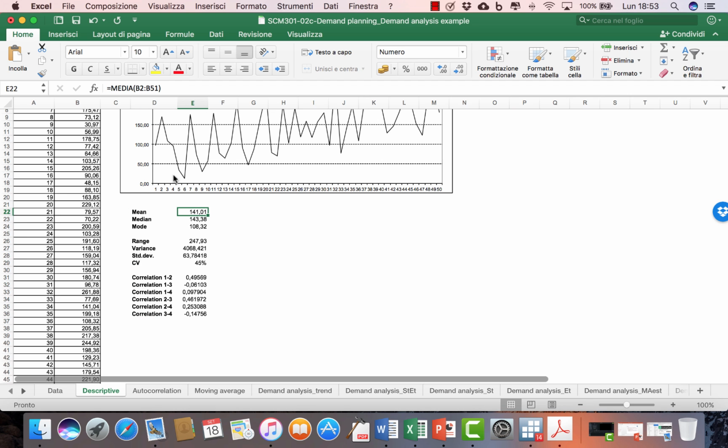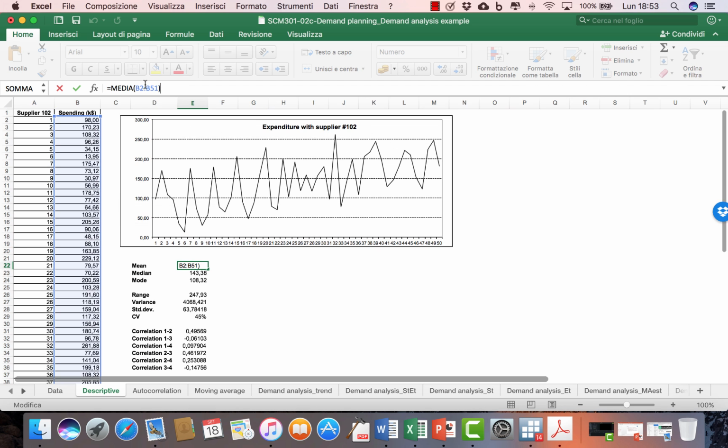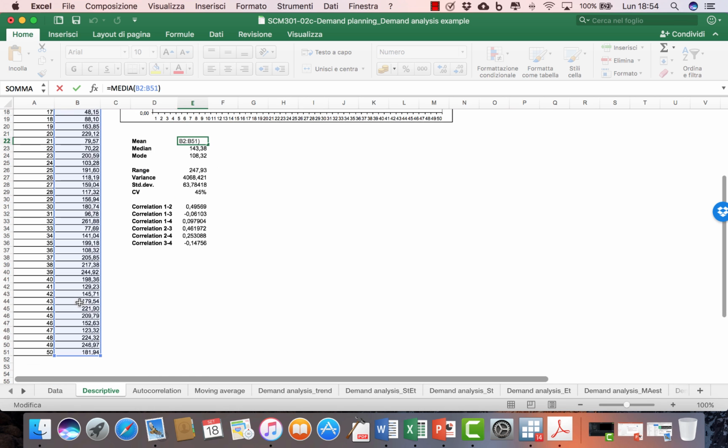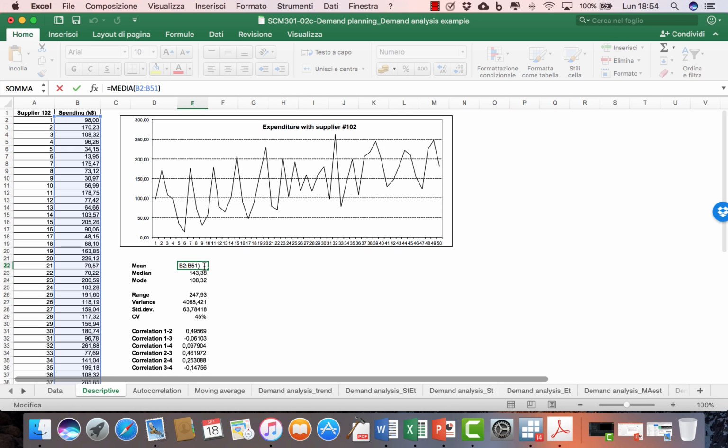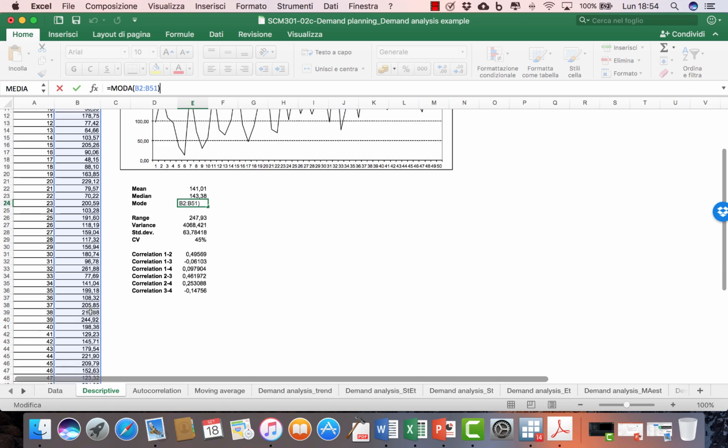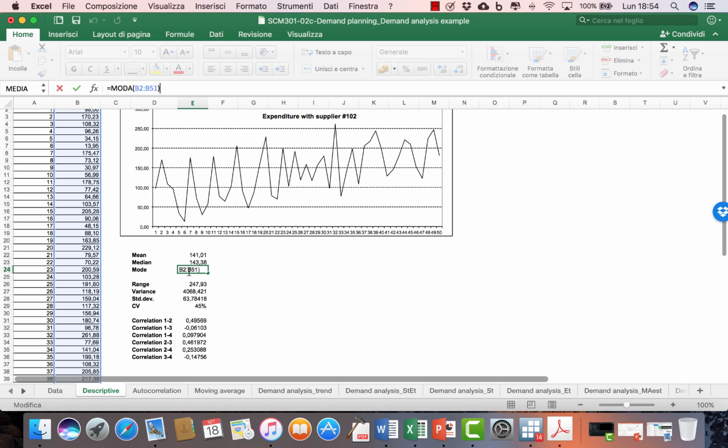The mean: you simply have to type the command mean, sorry, this is in Italian, but it's the same. You select all of these, then you click OK, and you have the mean. If you want to calculate the median, just insert median as a command in the same interval, and you have the value of the median. The mode is the same. So, type mode, and then select the interval, and you have the value of the mode.